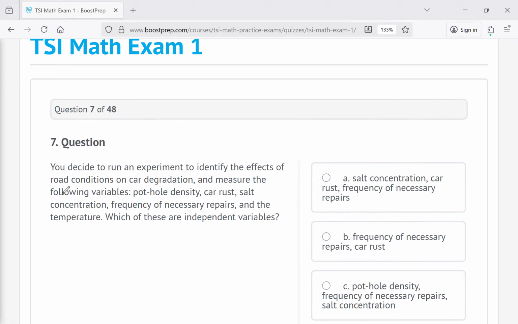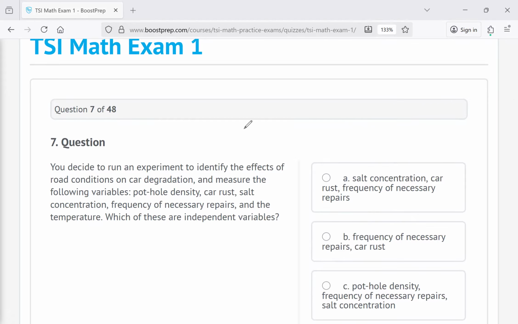Question 7. You decide to run an experiment to identify the effects of road conditions on a car's degradation, and measure the following variables: pothole density, car rust, salt concentration, frequency of necessary repairs, and the temperature. Which of these are independent variables? So independent variables are something you can control. So is it A, salt concentration, car rust, frequency of necessary repairs? B, frequency of necessary repairs, car rust?